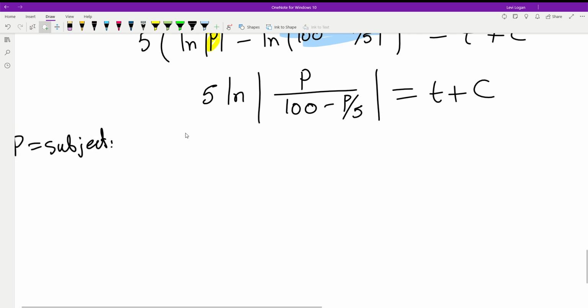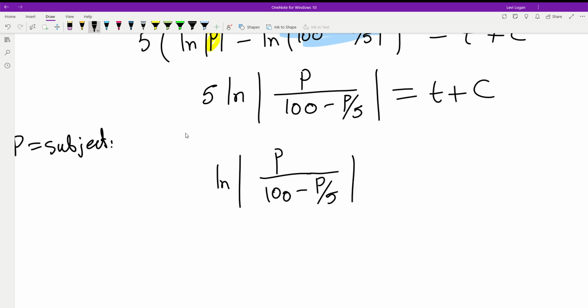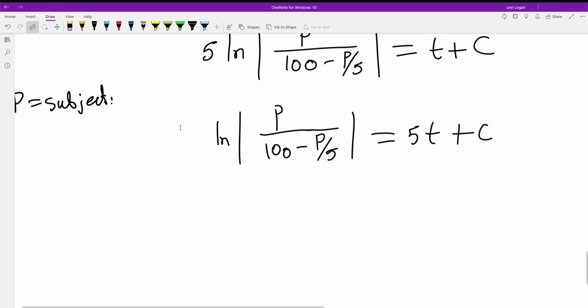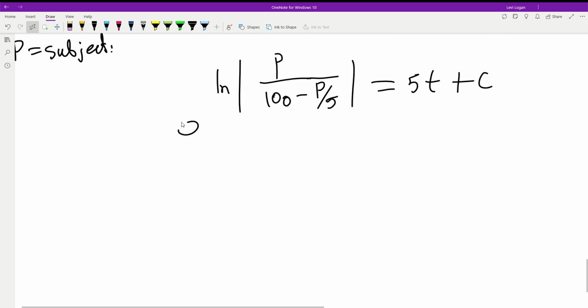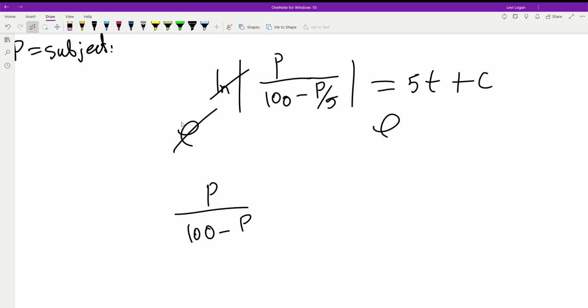So what we're going to do is multiply both sides by pretty much 5 to get that 5 over there. So we have ln p over 100 minus p over 5 equals 5t, and I'm just going to write c now. So this c is now different to that c, it's 5 times bigger. Okay. What we can do is raise both sides to the power of e, and that effectively cancels that. So we're left with this p over 100 minus p over 5 equals e^5t plus c.